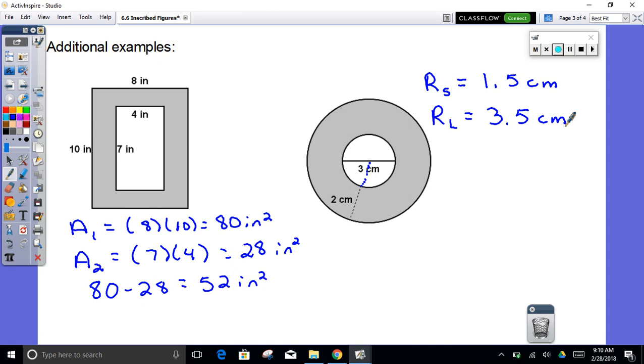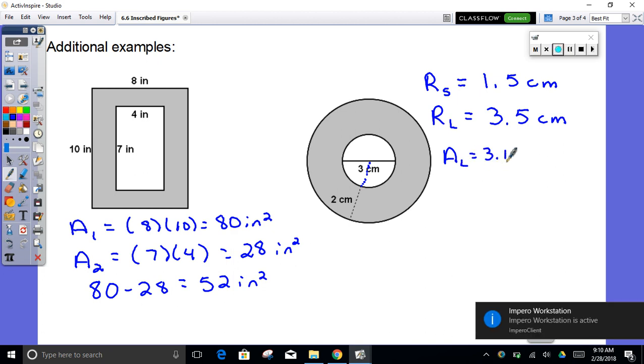Now this becomes a pretty basic problem. We find the area of the large circle by doing pi times the radius squared.